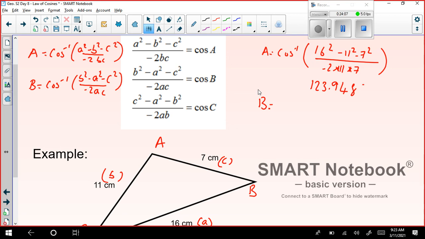Okay, so for getting B, once again let's use cos inverse of this particular. B square here was 11 minus A was 16 and C was 7 minus A was once again 16 and 7 here.